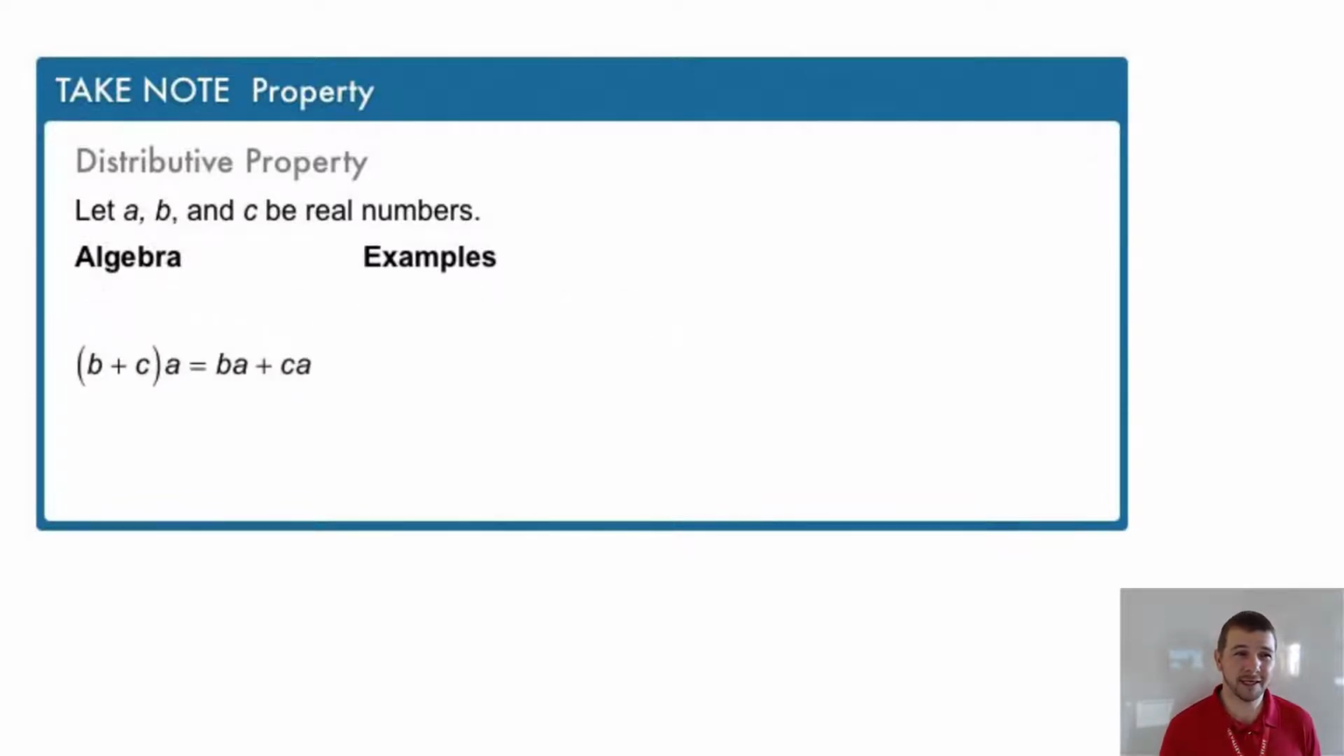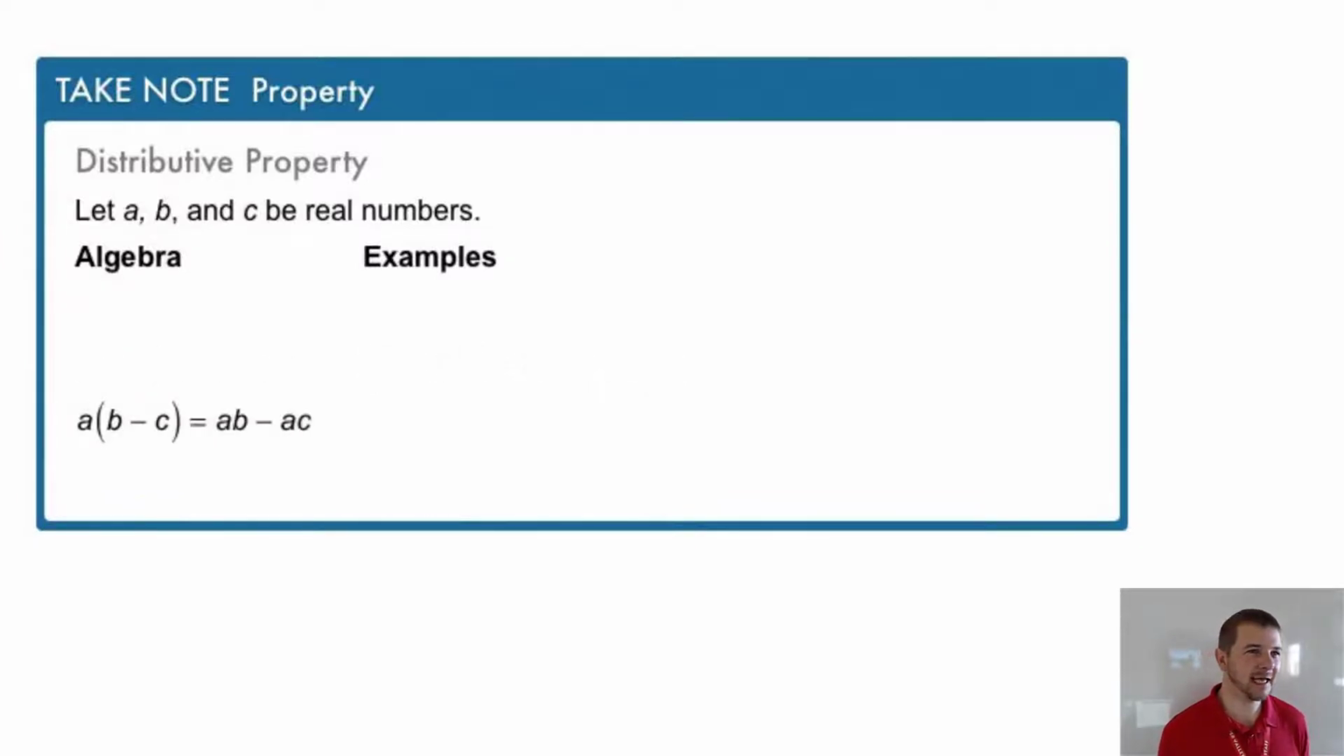In algebra, we can say the sum b plus c times a equals b times a plus c times a. An example, 20 plus 6 in parentheses times 4 equals 20 times 4 plus 6 times 4.